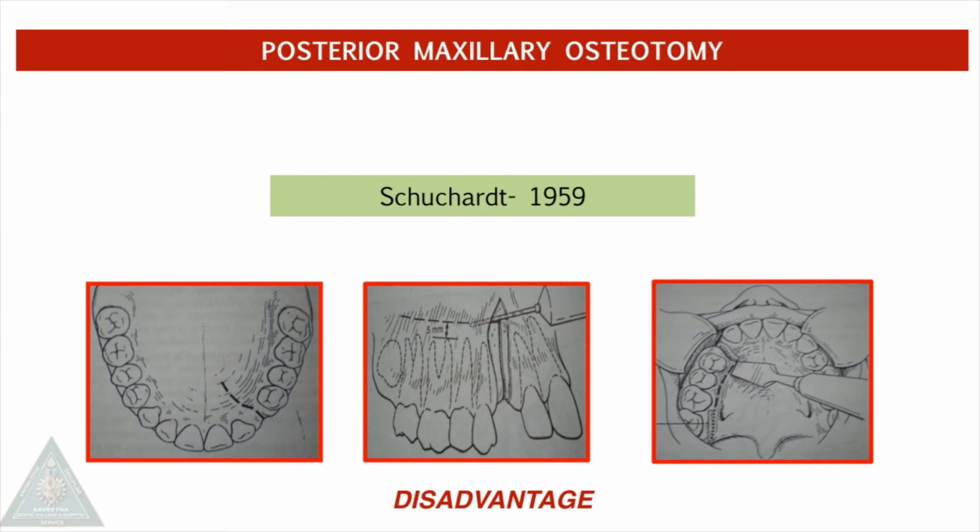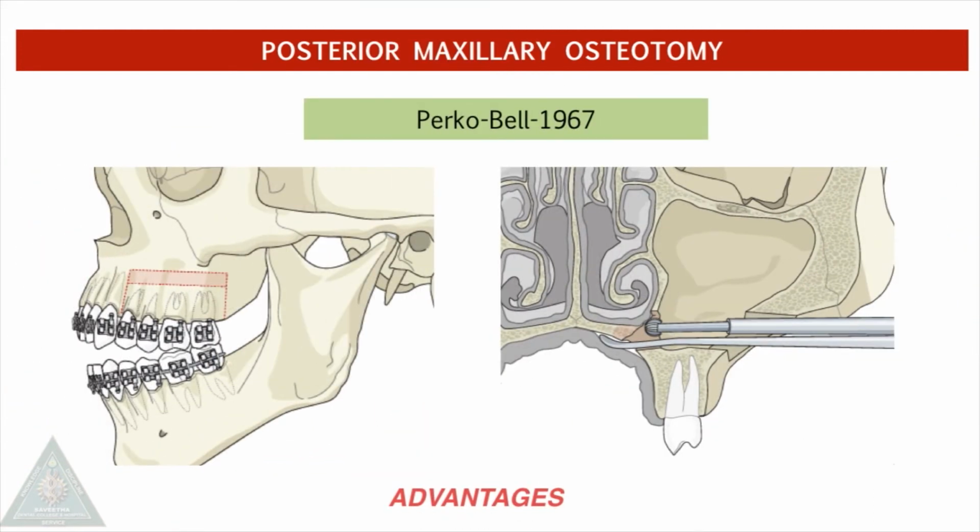the necessary movements. Perko and Bell used a horizontal incision on the buccal aspect and the osteotomy was made 5 mm above the apices of the molar teeth. The palatal osteotomy was performed through the buccal osteotomy and the segment was mobilized and fixed as needed. The advantage of the Perko and Bell technique is that a palatal incision is not required to do the osteotomy.